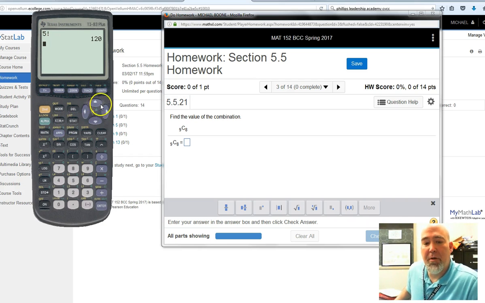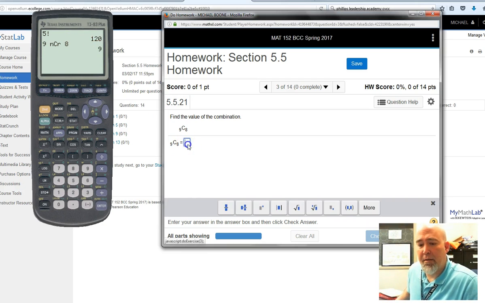And they talk about more of that in the text. But if I wanted to figure out 9 combination 8, I would enter 9 combination 8, and it'll tell me there are 9 ways to do that. Like if I have 9 people, and I'm picking 8 of them, and the order does not matter, there are 9 different ways of doing that.